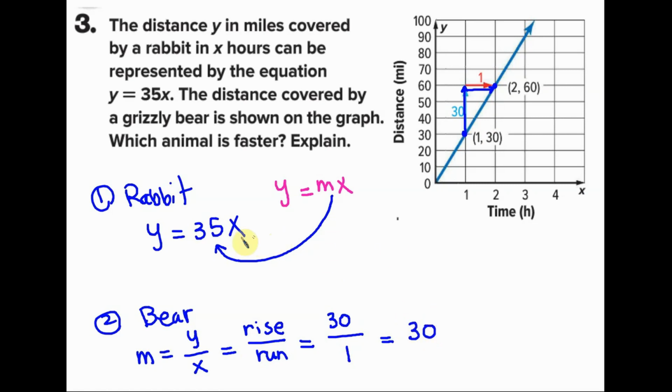So comparing these 2 numbers, which animal is faster? The answer is rabbit is faster. And you will need to explain why. In this case, as I'm seeing, 35 is a higher number than 30. So while the rabbit is traveling 35 miles in an hour, the bear only travels 30 miles per hour. And in real life, it does make sense to me, as I always thought the rabbit is faster.